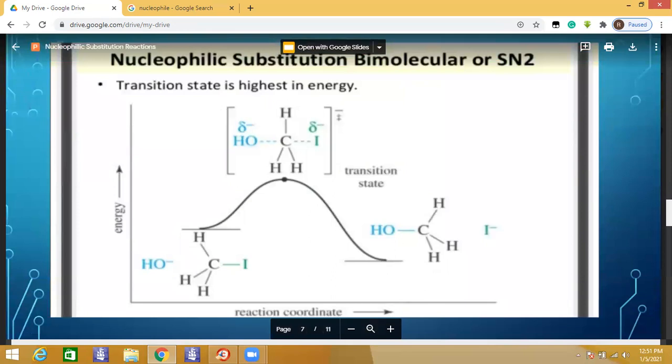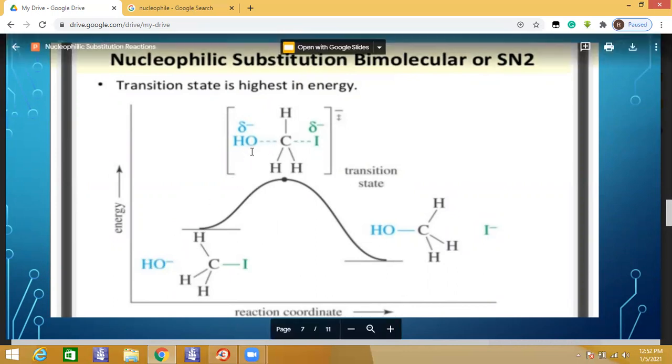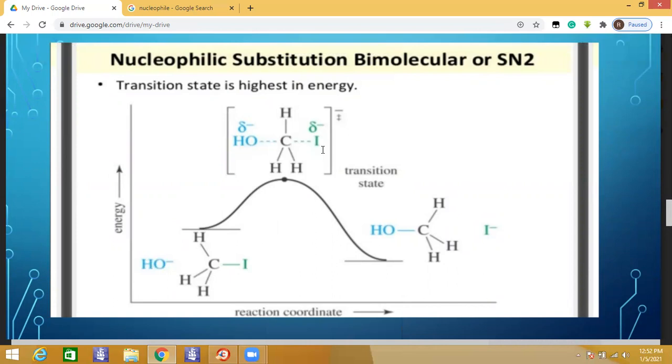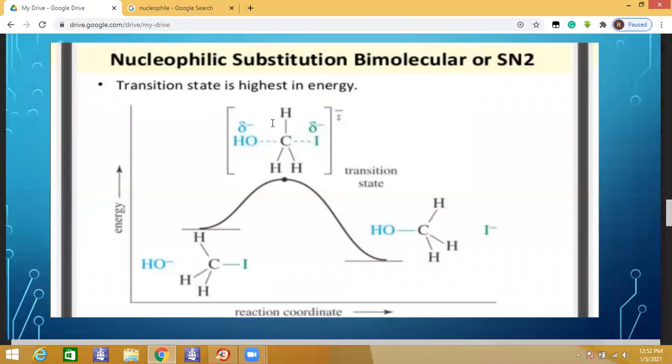Look at this reaction, the transition state, where this is the reaction coordinate. This is showing the energy when both the nucleophile and substrate molecule, this is methyl iodide, are reacting. So what happened in it? A state is reached where it possesses the maximum energy, and this state is known as the transition state, where OH is attacking from the backside, and this halogen, which is iodide ion, is leaving as a leaving group. So this state is the transition state, and it possesses the highest energy.